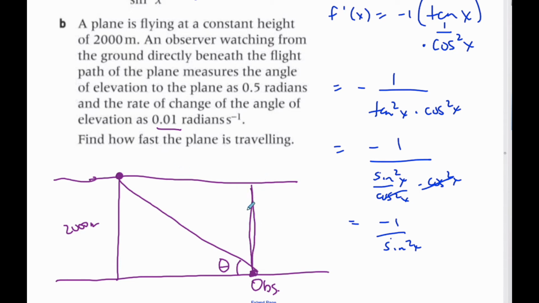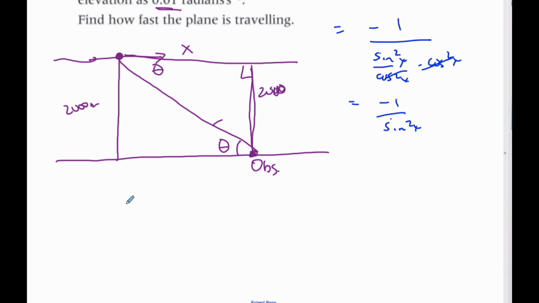Well, if this angle is positive, that means it's getting bigger. It means this plane is flying in this direction here. And here this is 2,000. By symmetry, I know this is also theta. And so if I call this x, and this is a fixed value of 2,000, I know that d theta dt is equal to 0.01 radians per second. And I'm asked to find, if this is the path of the plane, how fast it's going.